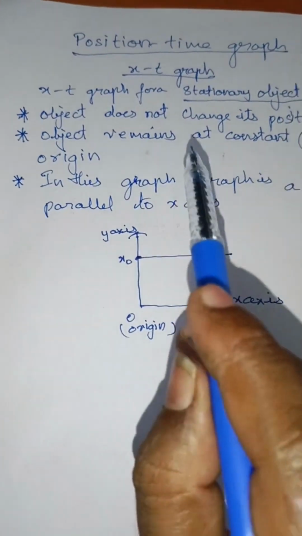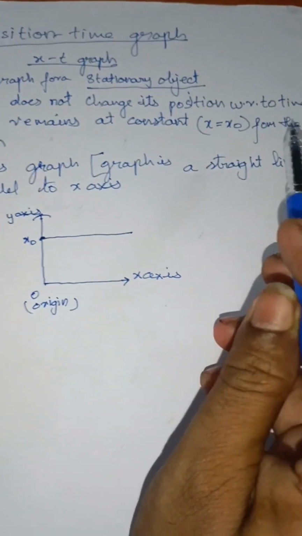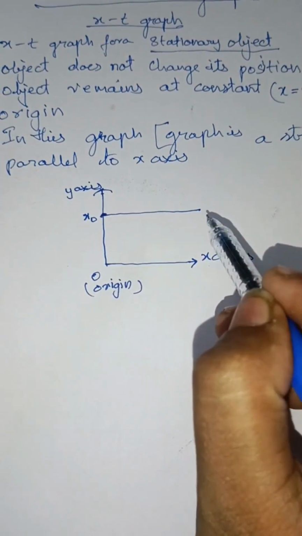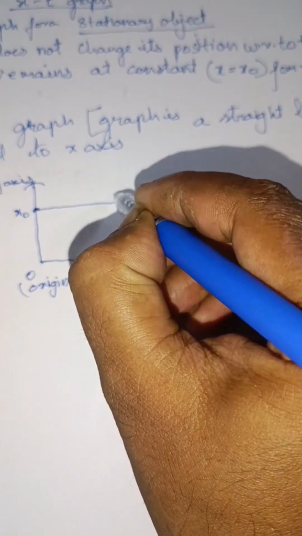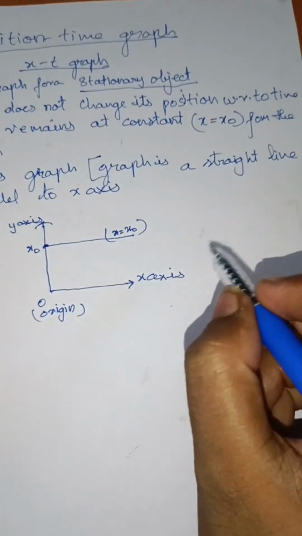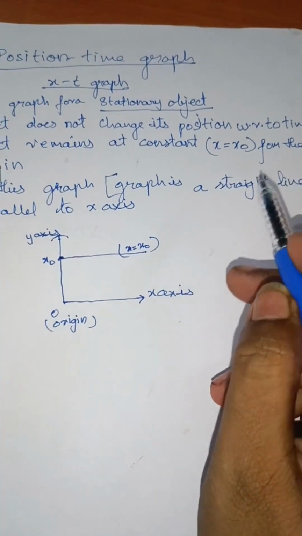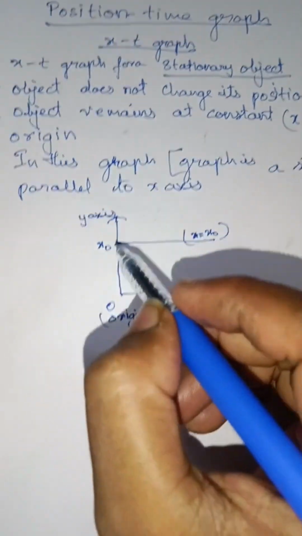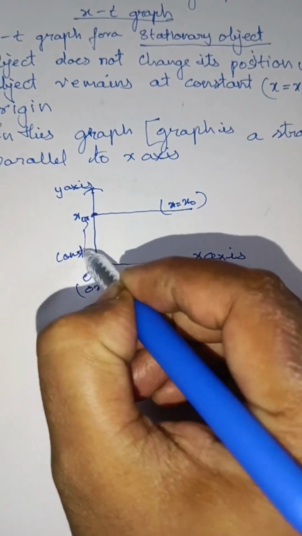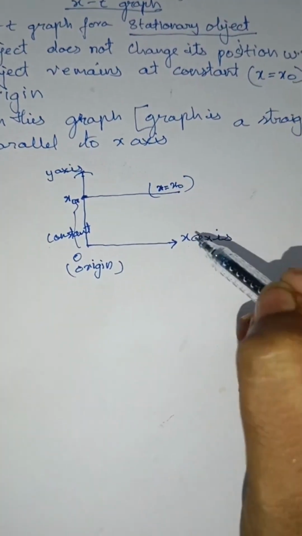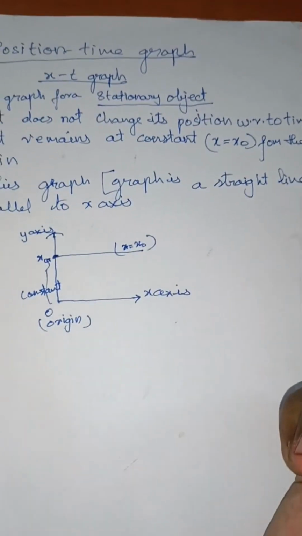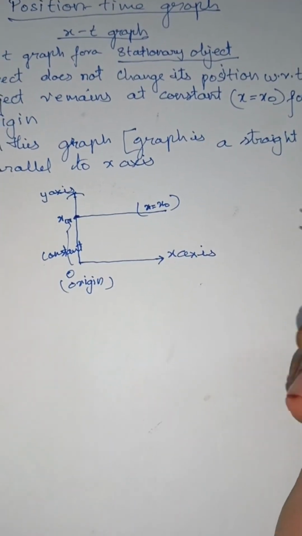So if you correlate the points, the object does not change its position with respect to time. Here we can also say that x equals x naught. The object remains at a constant x equal to x naught from the origin, always remaining constant, and the graph is a straight line parallel to the x-axis.